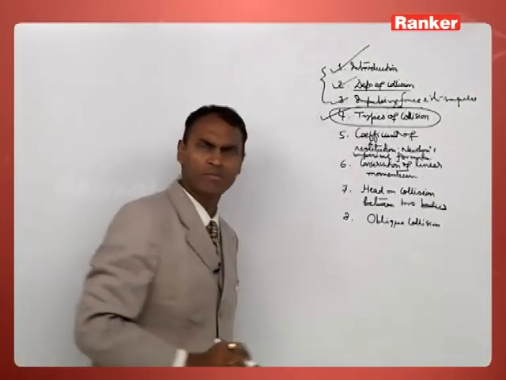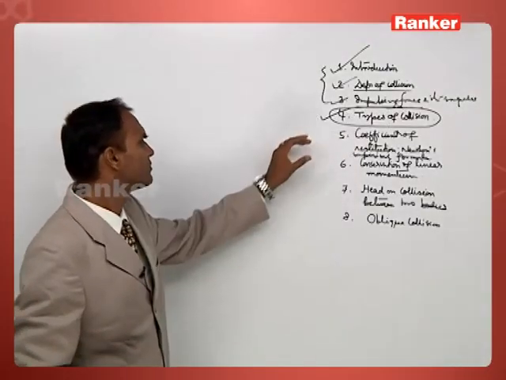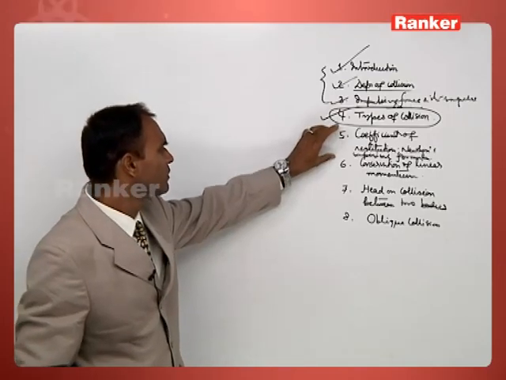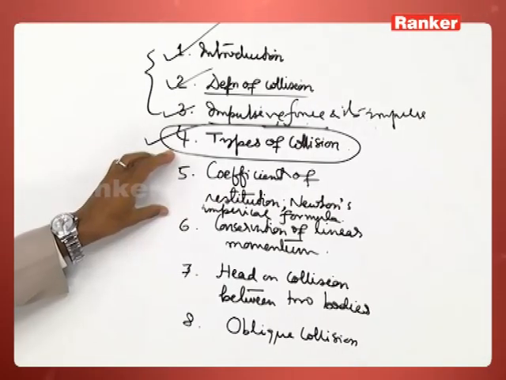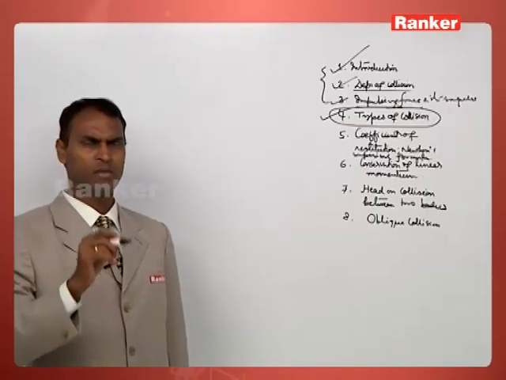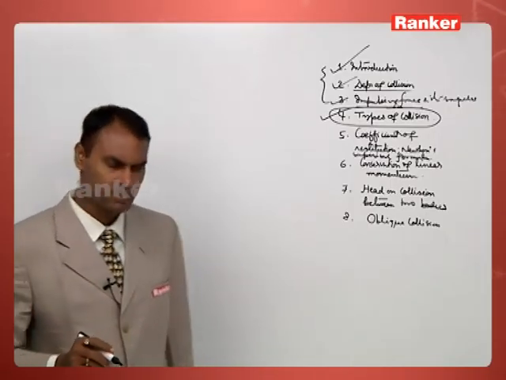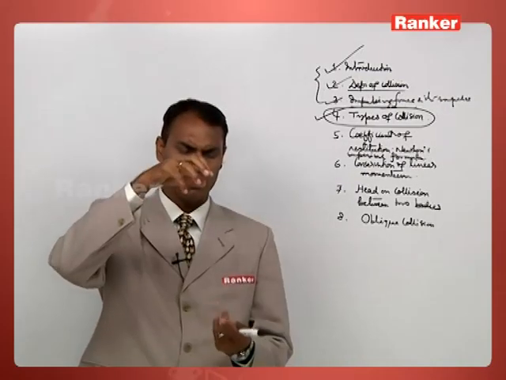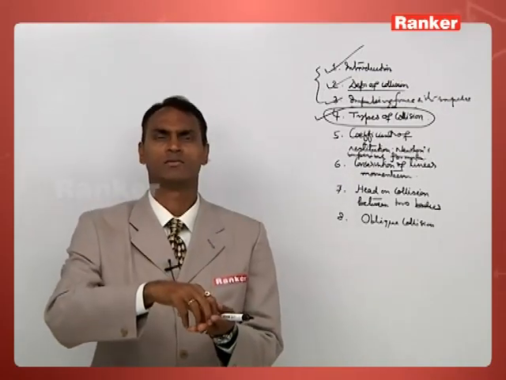We discussed the types of collision. We need to know the meaning of coefficient of restitution. The dictionary meaning of restitution is regaining. You take an example of collision of the ball with the ground.